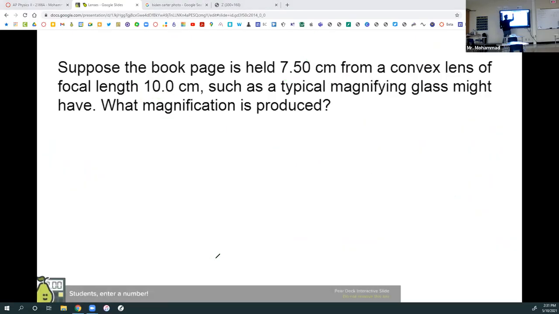Suppose the page of a book is held 7.5 centimeters from a convex lens. So again, this is the distance of the object. And the focal length, since it's convex, it has a positive focal length. So this is in front of the focal length. So it's close, really close. So it's just a typical magnifying glass. So again, you're holding it close, so you're actually magnifying it. So we're trying to figure out the magnification. So very similar to the last one. I'll set this up and give you guys some time to actually try to solve this.